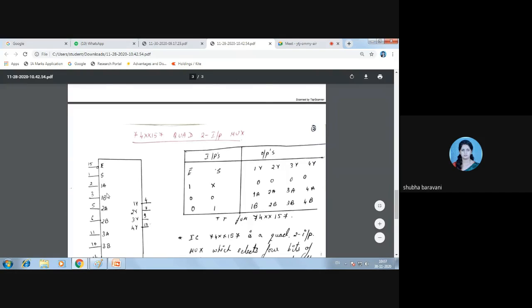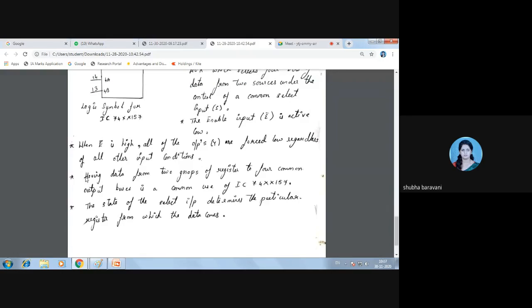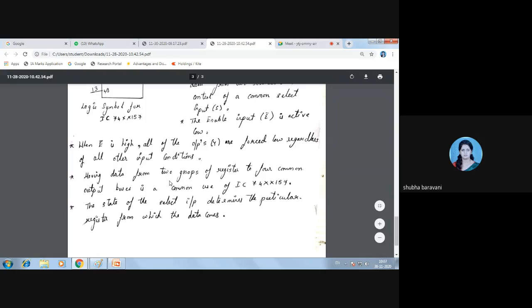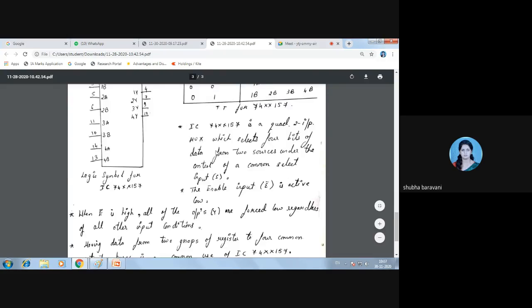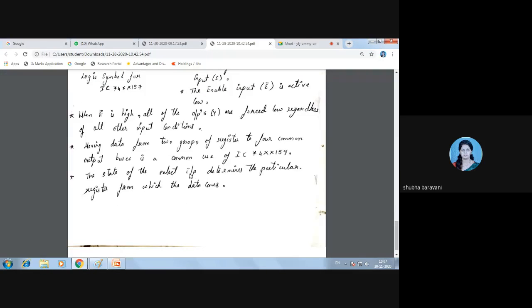However, moving data from two groups of registers to four common output buses is the common use of 74157. It means we use a 74157 IC for moving data from two groups of registers to four common output buses. Now, the state of the select input, whether it is 0 or 1, determines the particular register from which the data has to be routed to the output.